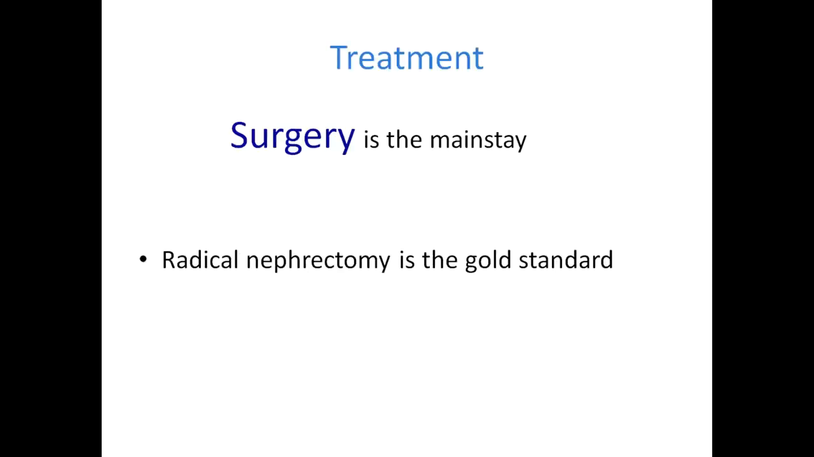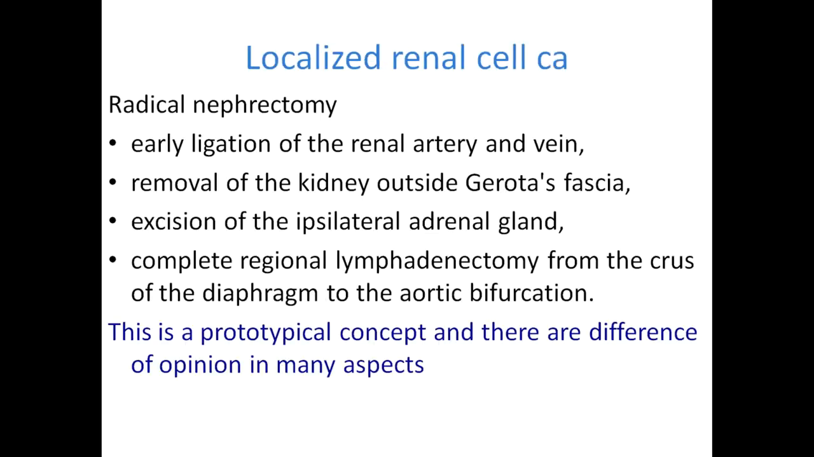The treatment is surgery, and radical nephrectomy is the gold standard. For localized renal cell carcinoma, the treatment is radical nephrectomy, which involves early ligation. The first thing is that dissection is done outside Gerota's fascia. You have to go for the renal artery and vein, which are doubly ligated and divided. And the classical teaching is that you have to remove the ipsilateral adrenal gland and complete a regional lymphadenectomy from the crus of the diaphragm to the aortic bifurcation.